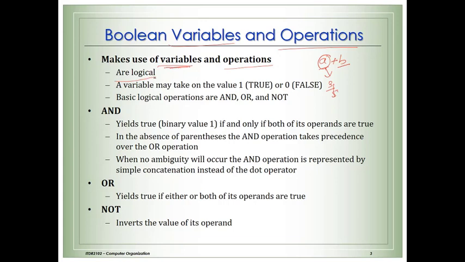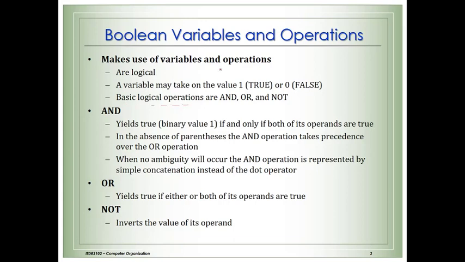These variables and operations are logical. The variable may take the values 1 or 0, meaning true or false. Like in mathematics, if you have a plus b, for a you may assign any value like 5 or 7 or 100, 2000, any value. But you know that in a digital system we have only two possible values, 0 and 1. So the values that you can assign to the variables can be either 0 or 1.